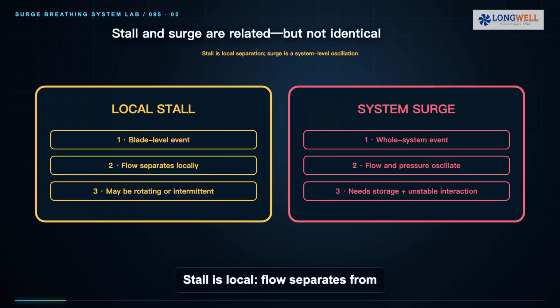Stall is local, flow separates from part of a blade passage. It may be intermittent or rotate around the wheel. Surge is a whole system flow and pressure oscillation. Stall can contribute to surge, but does not prove it.